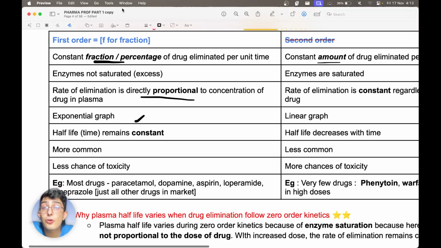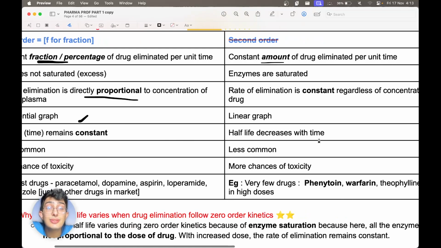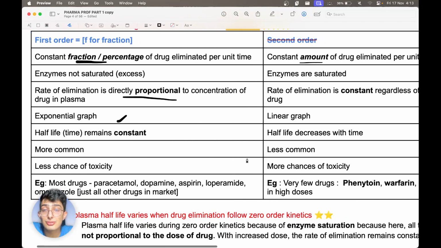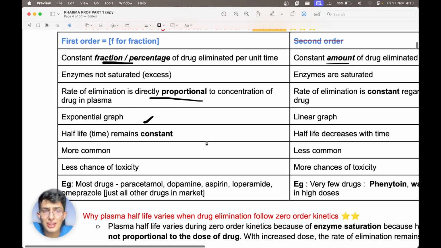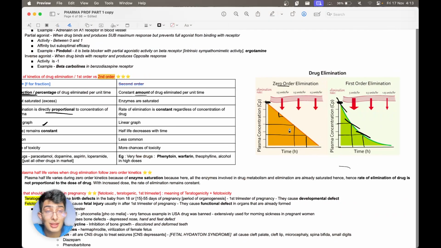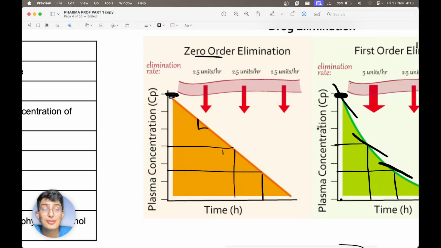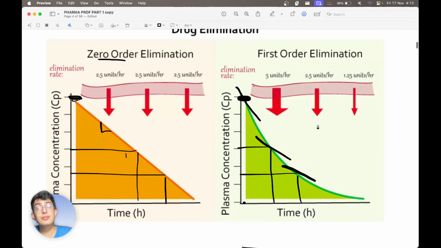The half-life is constant in first order kinetics, but the half-life decreases with time in second order kinetics. So half-life is constant in first order kinetics, but half-life is not constant in zero order kinetics, right? Why? Again, the answer lies in the graph. So if you understand the graph, then only you can understand the concept. So in first order kinetics, this is the graph, and I've explained why the graph is like this. So see, this is a very interesting thing.